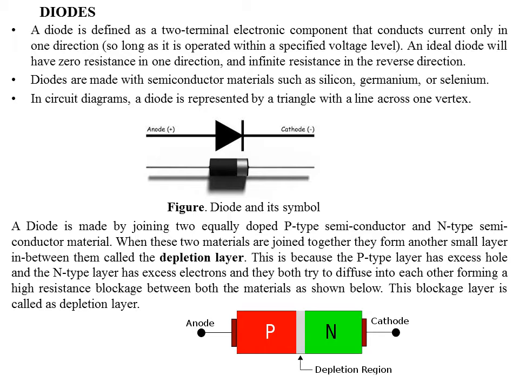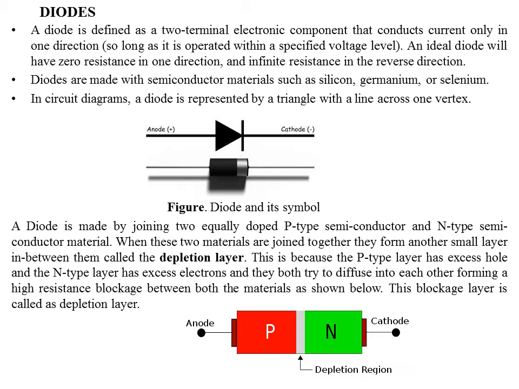If the current has to flow through a diode, this depletion layer in between has to be broken. The depletion layer is indicated by a gray region in between, as you can see in the figure. So what is forward biased condition? When positive voltage is applied to the anode and negative voltage is applied to the cathode, the diode is said to be in forward biased condition.